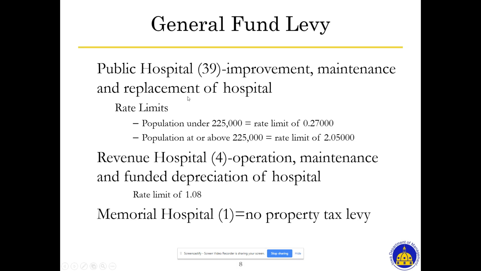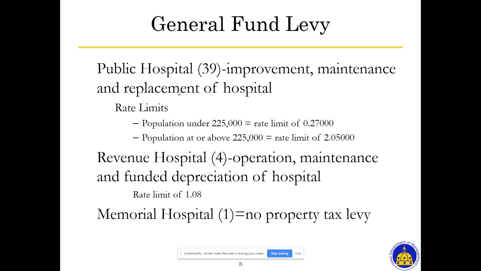So the first one, the major levy that you do use would be your general fund levy for your general operations. And for public type hospitals, which there are about 39 of those now, it's for improvement, maintenance, and replacement of a hospital. The rate limits are determined by population. So population under 225,000 in the county, the rate limit is 27 cents. For population at or above 225,000, which is just Polk County at this point, the rate limit is $2.05.